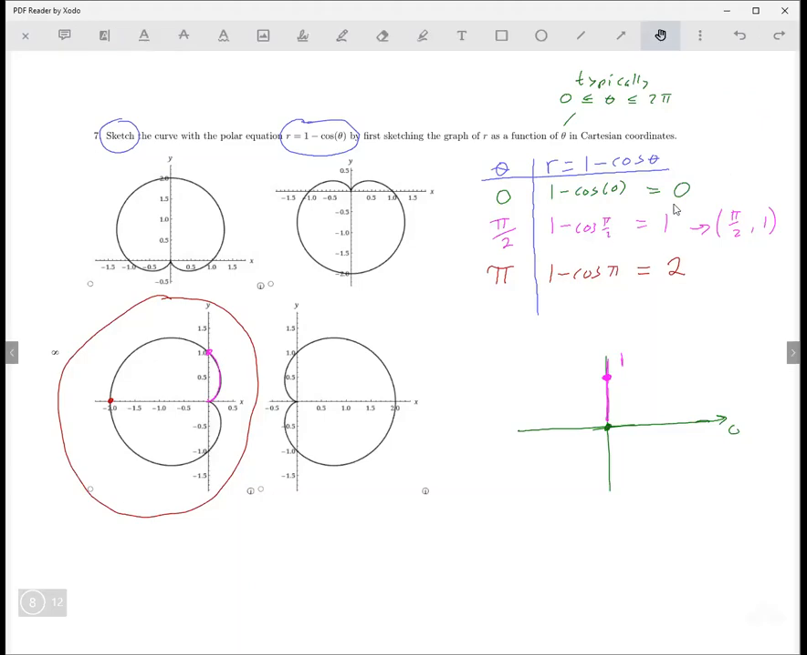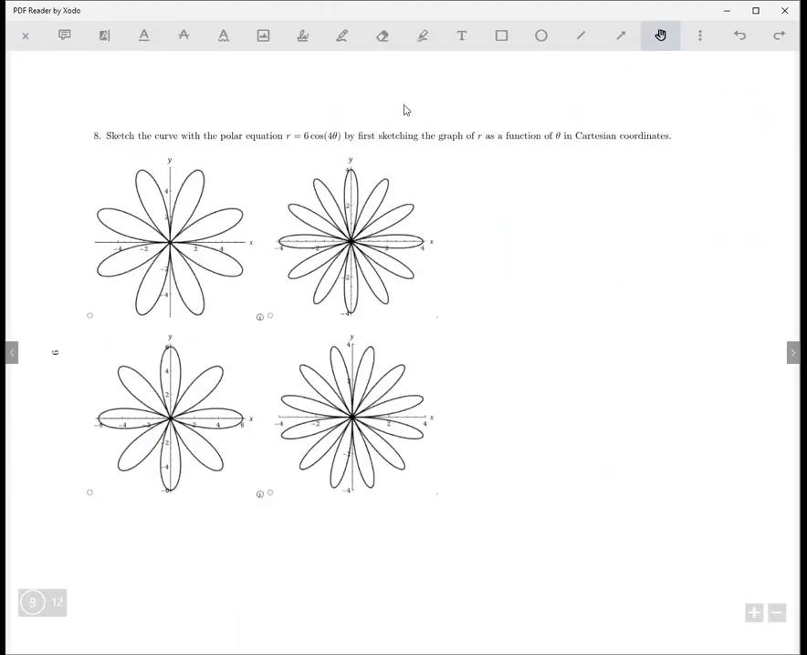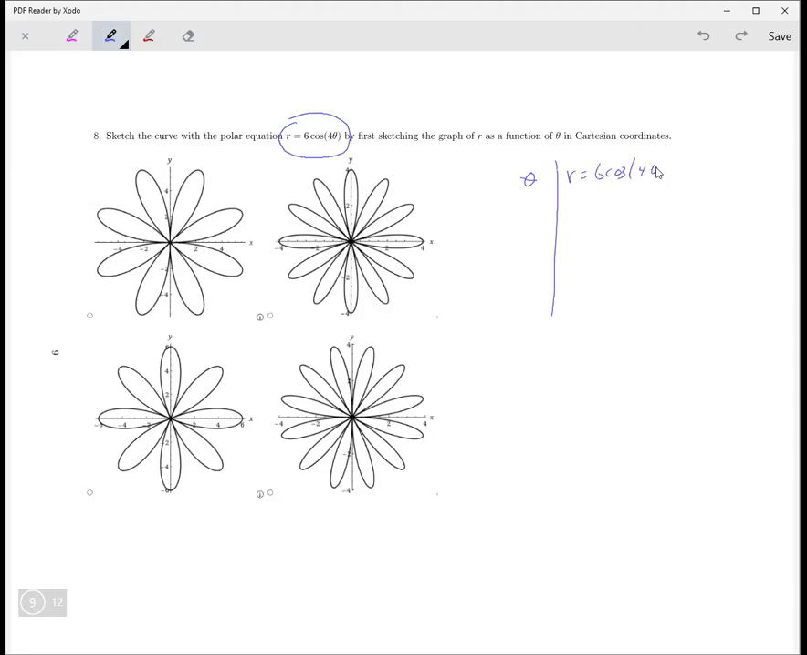Any questions on that? Let's do another one. Number 8. So this is r equals 6 cosine of 4 theta. Here we have theta and r, and again, you think of theta as going from 0 to 2 pi. Now when theta is 0, what does it give you? That gives you 6 cosine of 0, which is going to be 0. So you have the point 0, 0.